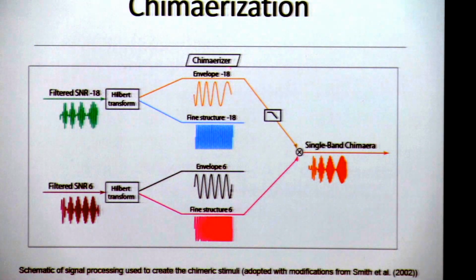After we had the acoustics broken down, we then added a low-pass filter to the envelope just to smooth out the signal as well as to remove any unwanted high-frequency components. We then took this modified envelope and multiplied it with the temporal fine structure of the same signal, just at a different signal-to-noise ratio. The result was a single-band chimeric stimulus.